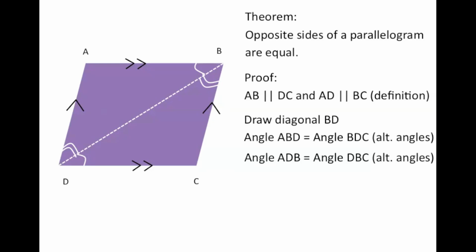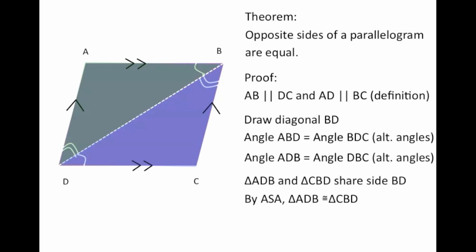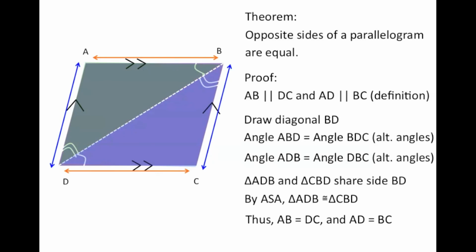So by doing this, you can see that we have two triangles here, ADB and triangle CBD. And these two triangles share the line BD, but they also share the angles which we proved earlier to be equal. So that means that these two triangles by angle side angle are congruent. And since they're congruent, then that means that the following sides AB is equal to DC and the side AD is equal to BC. So that proves that the opposite sides of a parallelogram are equal.